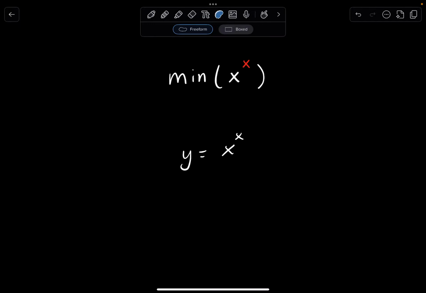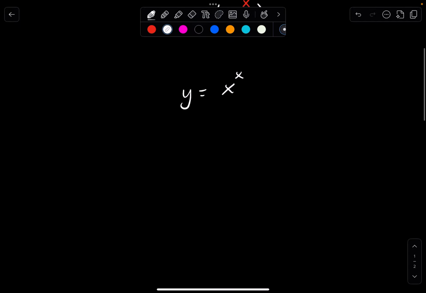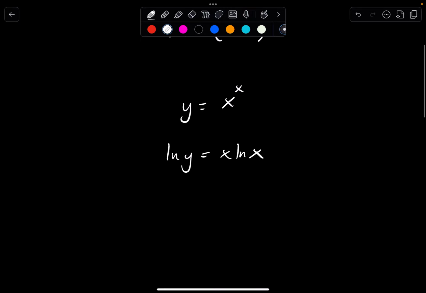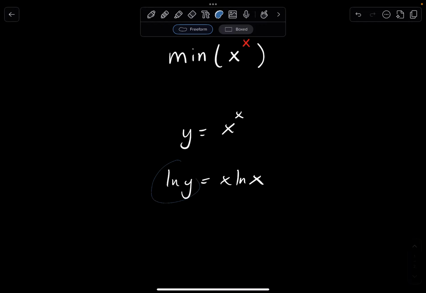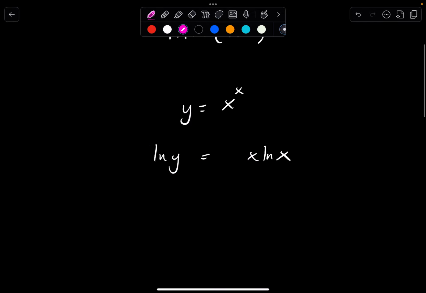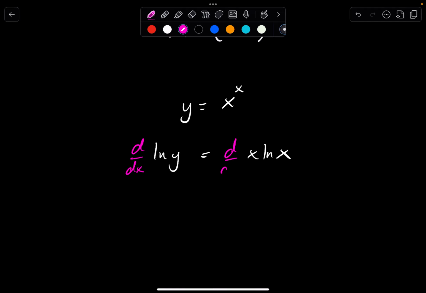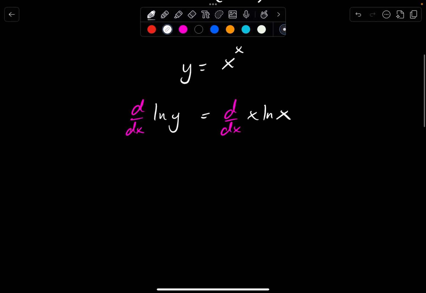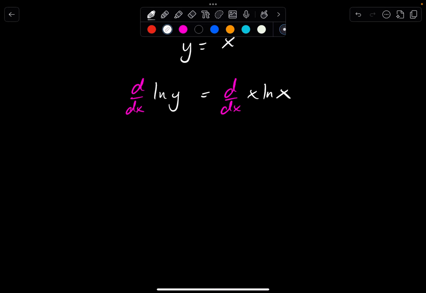Let's say y is equal to x to the x. Now let me take natural log on both sides. Natural log of y is equal to x natural log of x. Now we differentiate both sides, and we're going to be differentiating x to the x using implicit differentiation, which means we have to solve for dy/dx. Now if we take d/dx on both sides with respect to x, on the left-hand side we have the derivative of natural log of y, which becomes 1 over y times y prime because of the chain rule.